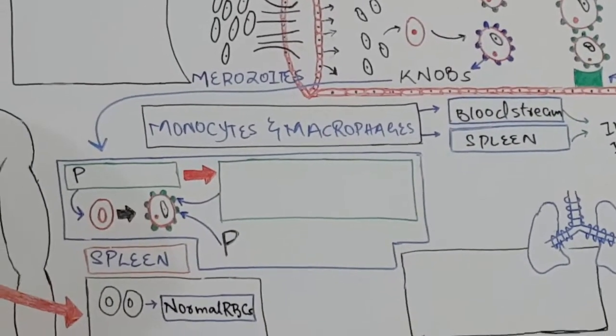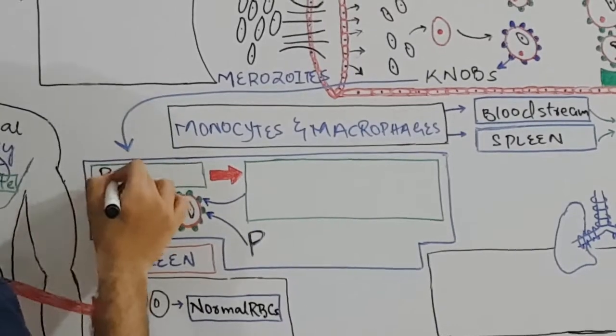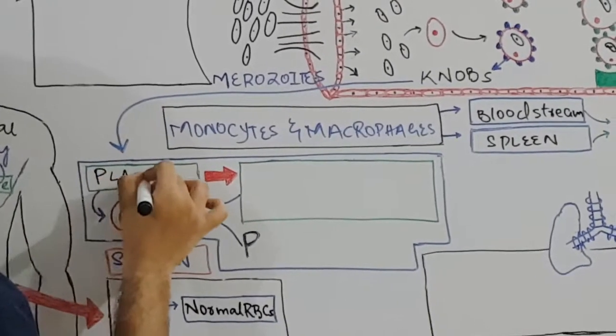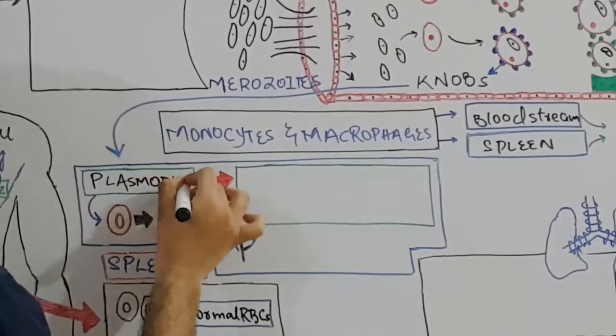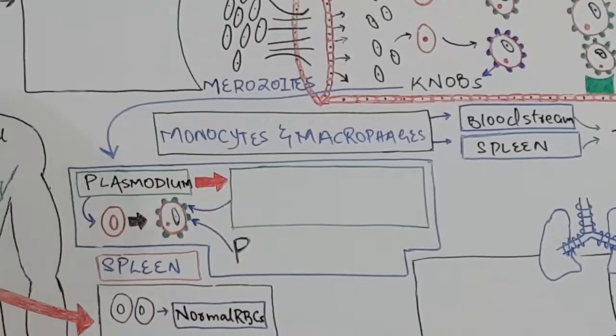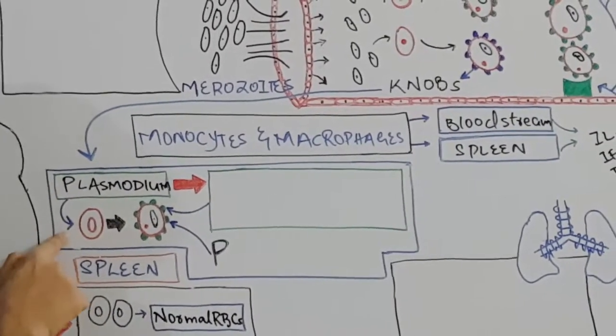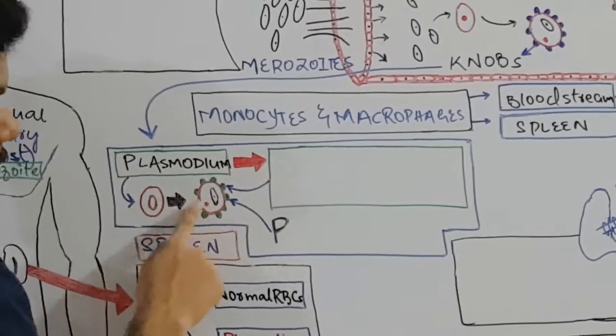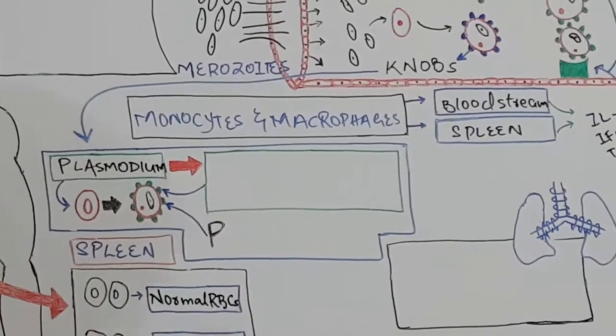So what happens, this is plasmodium, this is RBC. This plasmodium infects this RBC and produces knobs over it. What are these knobs called?